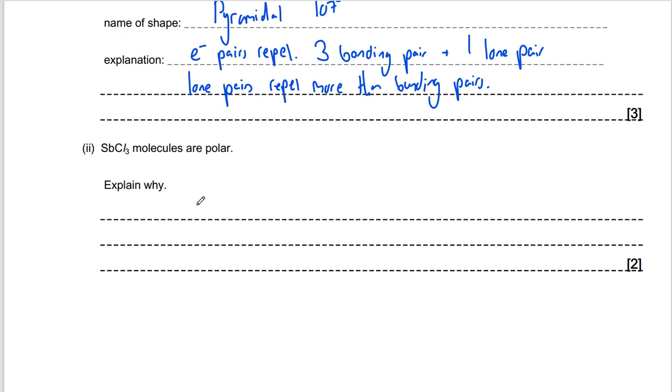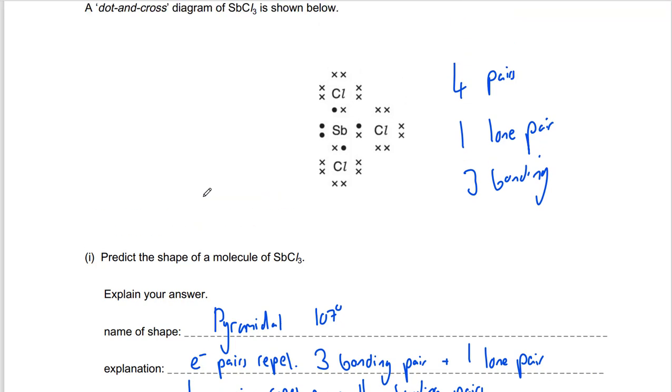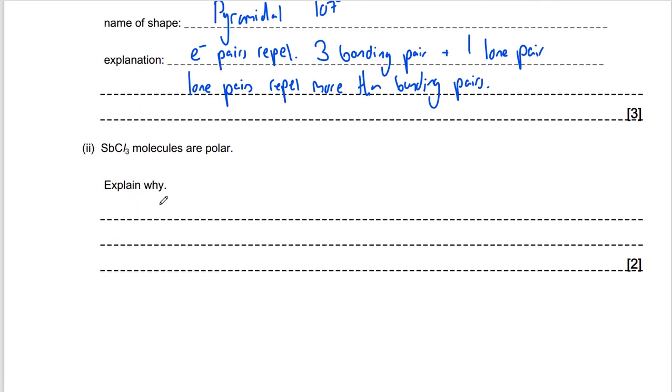So, SbCl3 molecules are polar. There are 2 reasons for this. There's always 2 reasons why something is polar. First of all, it's because you have a change in electronegativity. So there's an electronegativity difference, which will give rise to your delta plus, delta minus. And the second one, which is a really important one, is that the molecule is not symmetrical. If the molecule is symmetrical, then the dipoles cancel out. It cannot be symmetrical.